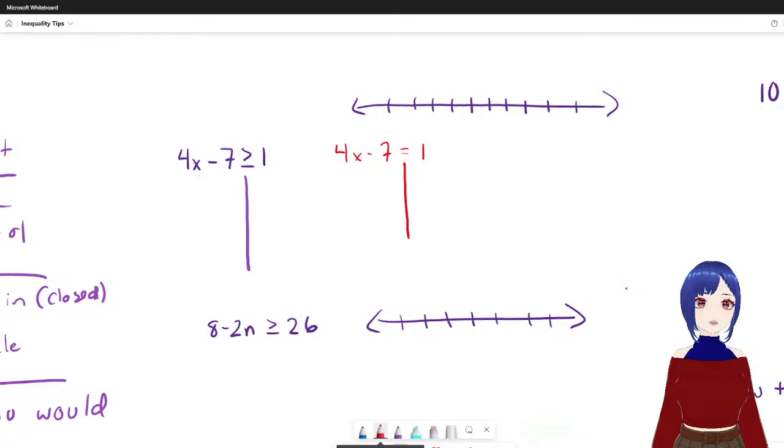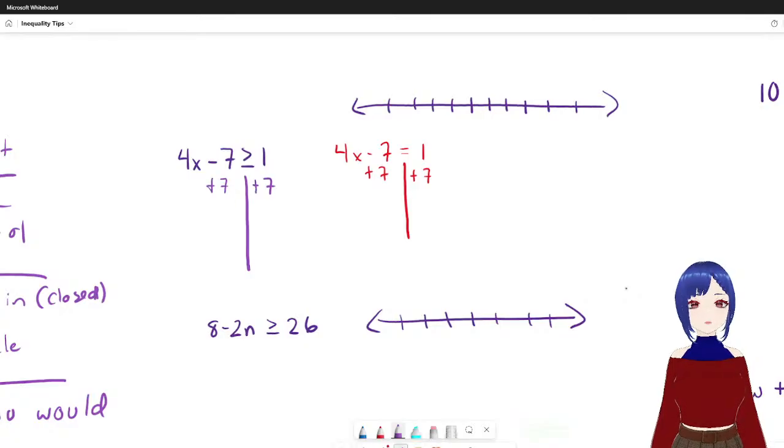The opposite of subtracting 7 is adding 7. And we gotta keep the equation equal, we gotta be balanced. So if we add 7 to one side, we gotta add 7 to the other side. For this inequality, we do the same exact thing. So it's 4x minus 7, just like our equation, because I wrote the same thing. So we add 7 to both sides here.